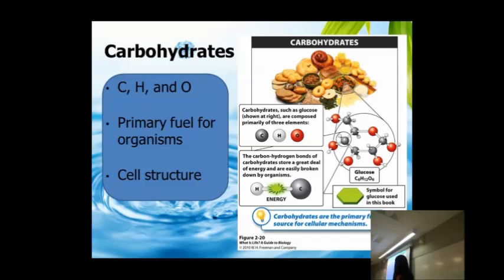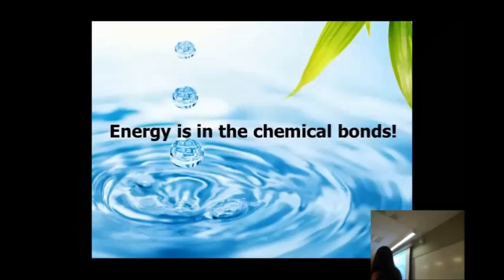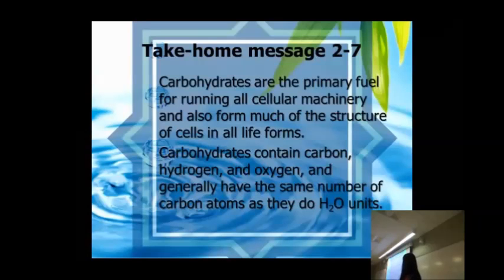Here you can see the shape of what a molecule of glucose looks like. It's got 6 carbons, 12 hydrogens, and 6 oxygens in it, and it's got that very specific ratio. And the symbol for glucose is that, like we saw in the taste receptors. Energy that we get from carbohydrates is found in those chemical bonds that are putting the C's and the H's and the O's together. So the take-home message about carbohydrates would be that they're, one, the primary fuel for running all of our cellular machinery.